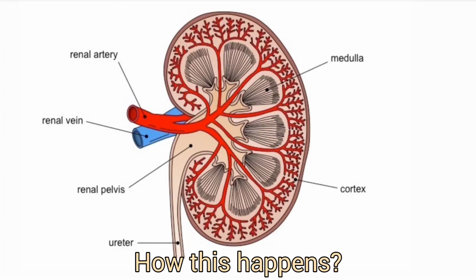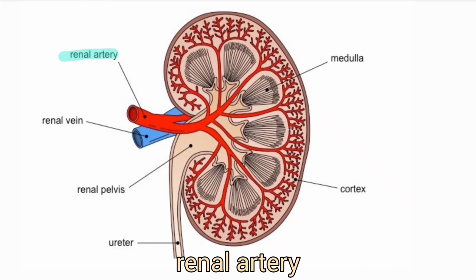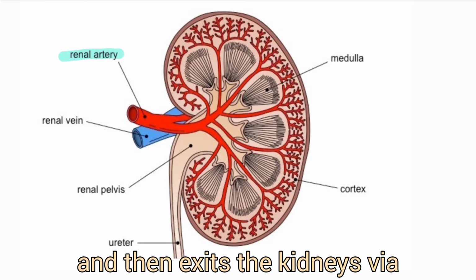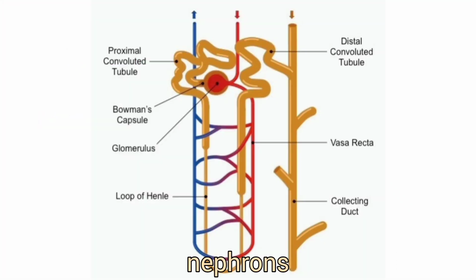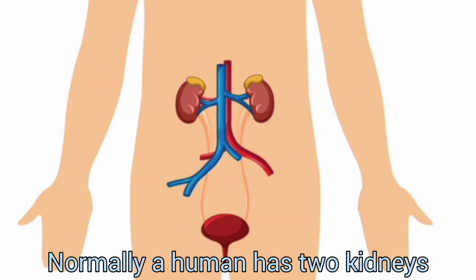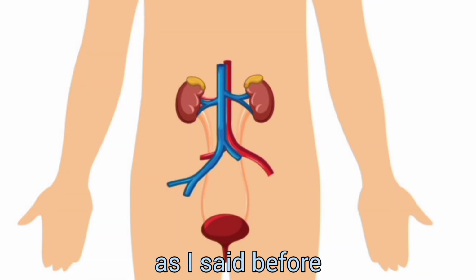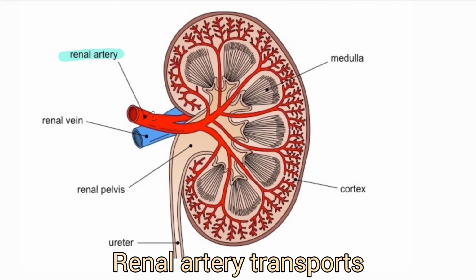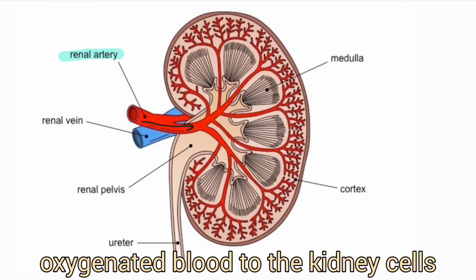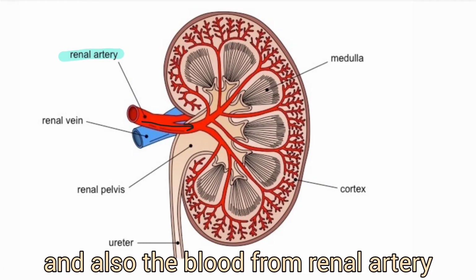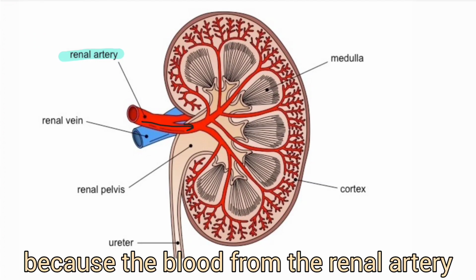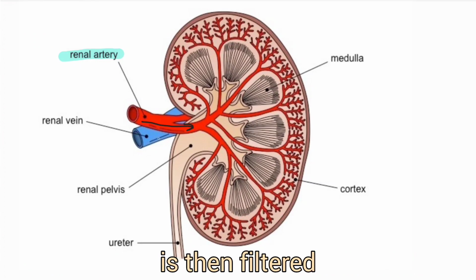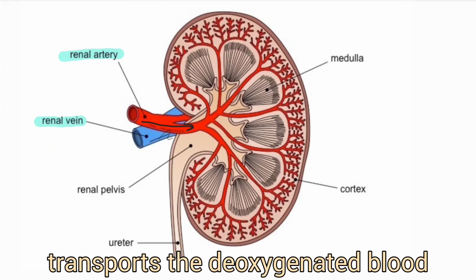How does this happen? Blood enters the kidney via the renal artery and then exits the kidney via the renal vein. Blood is filtered by specialized structures called nephrons, which produce urine. Normally, a human has two kidneys. The renal artery transports oxygenated blood to the kidney cells, and the blood from the renal artery contains more urea and salts than the blood from the renal vein, because the blood from the renal artery is then filtered. The renal vein transports the deoxygenated blood from the kidney.